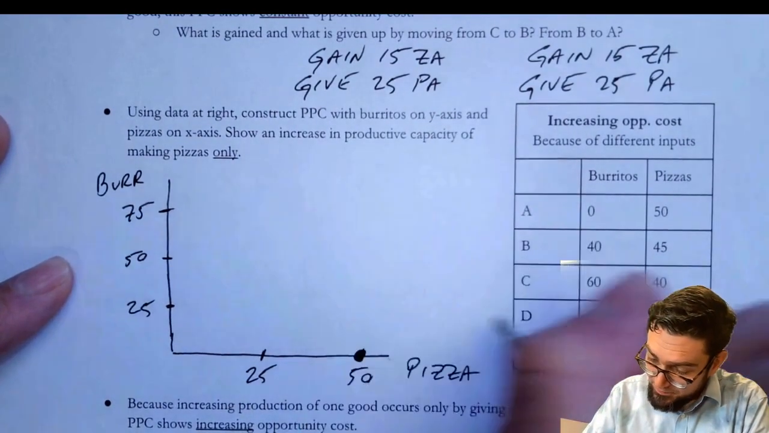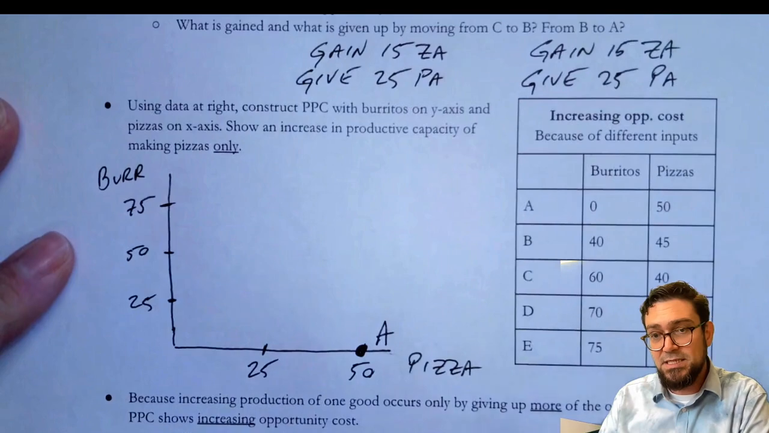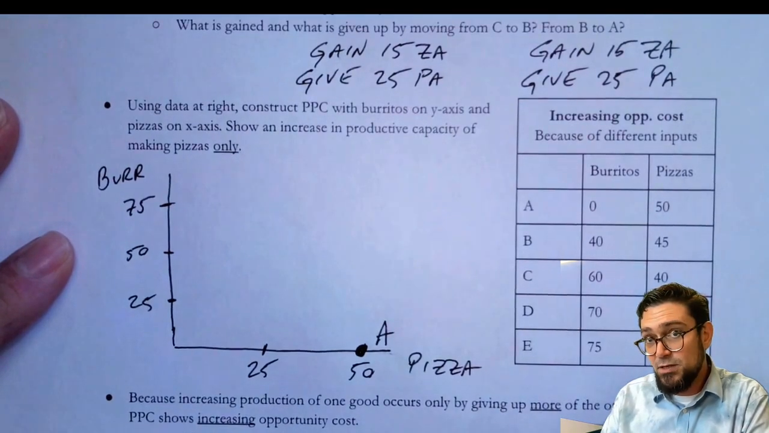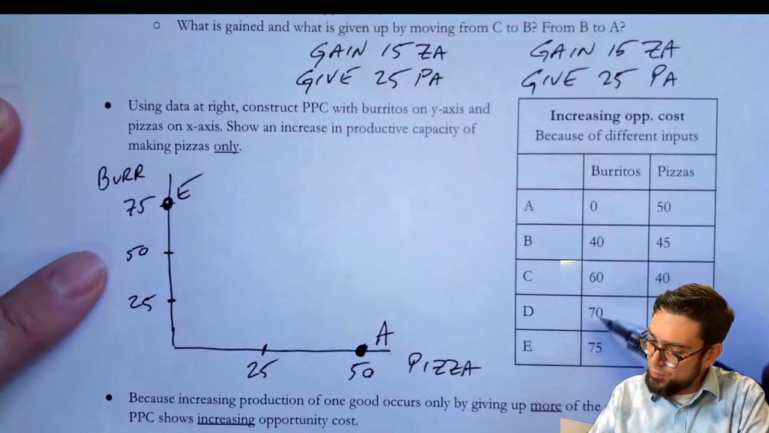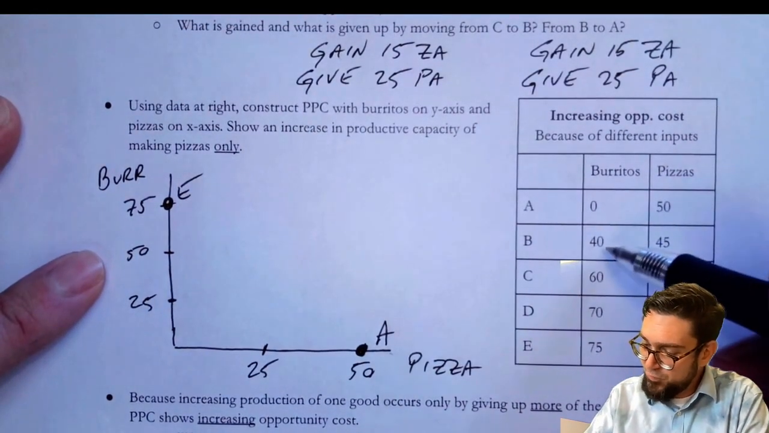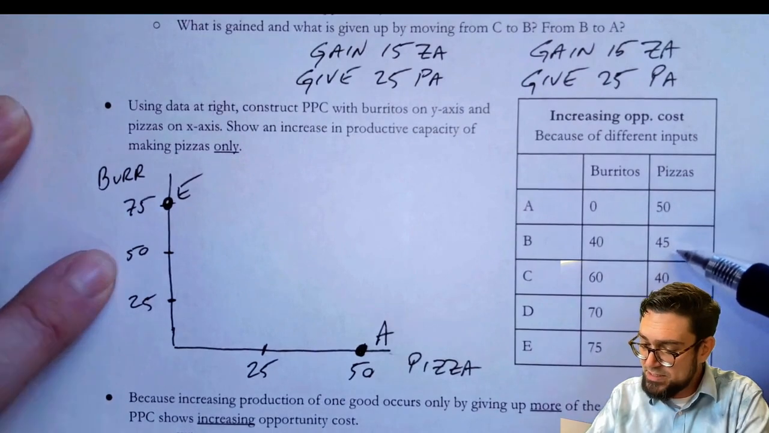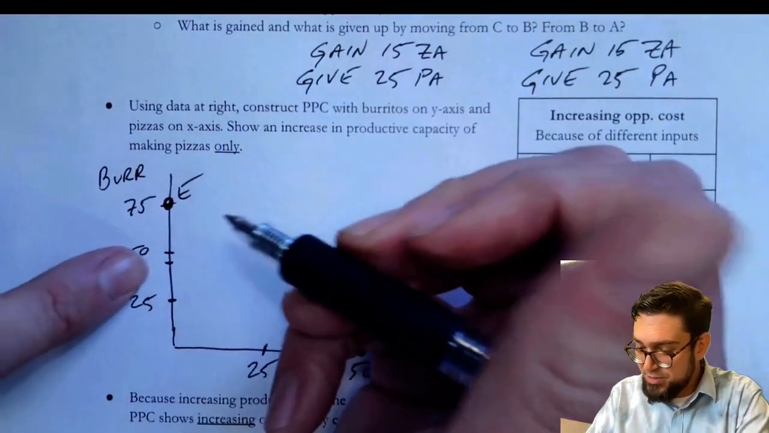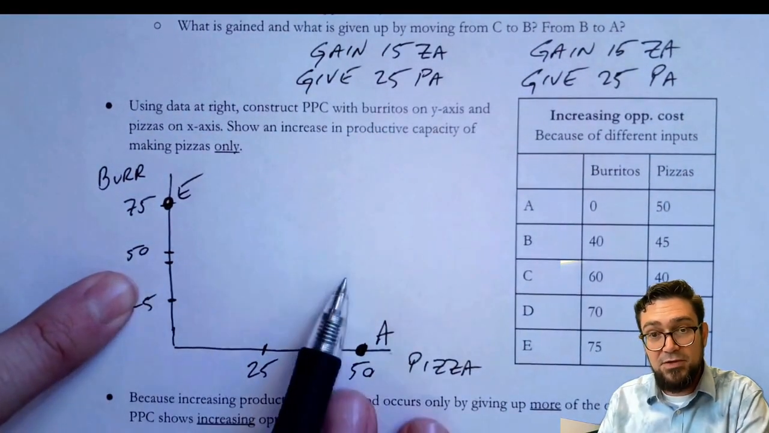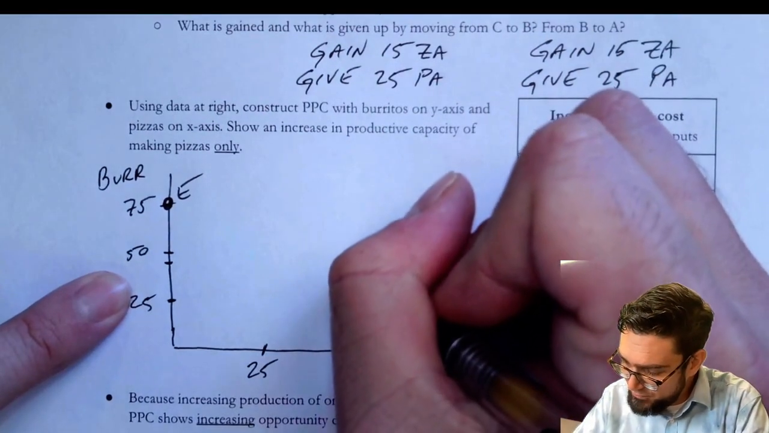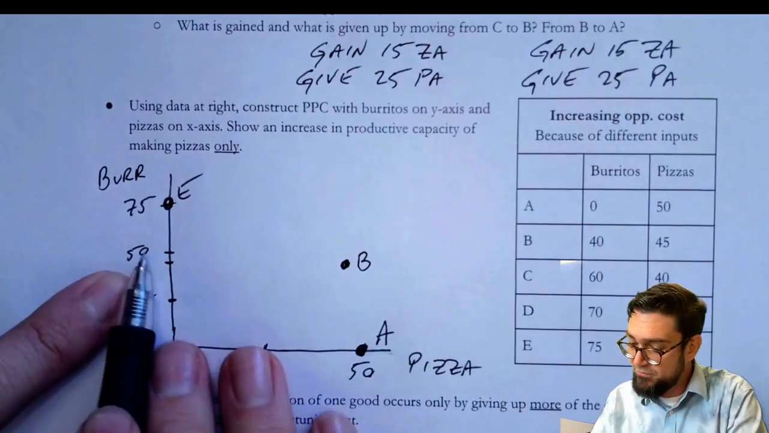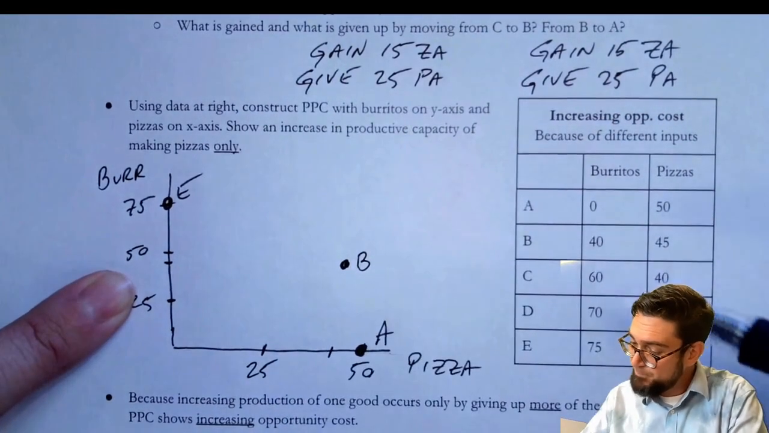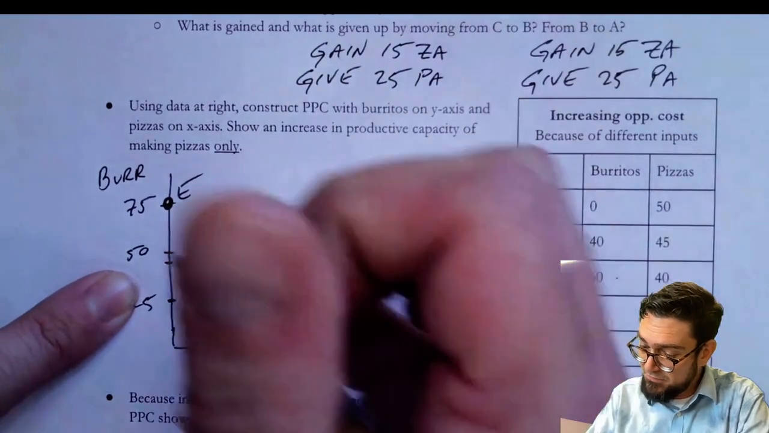Let's start with that one. That's point A. That one's pretty easy. Point E is 75 burritos and 0 pizzas, so that one's really easy too. But the next one, here's where things are going to get interesting. 40 burritos and 45 pizzas. So 40 burritos, that would be right about here, right? And then 45 pizzas is way over here. So again, this is just a rough sketch, right? 45 and maybe 40.